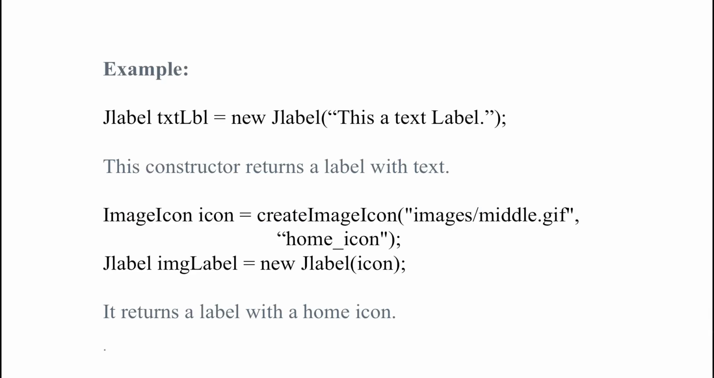Example, JLabel textLabel b1, new JLabel("This is a text label"). This constructor returns a label with the text. The message will be: this is a text label. Now for the image icon, we want to create an icon. We want to use the second case here, JLabel imageLabel, we have created it. Now we have called this icon in the last line or second last line of the program. So this will return us the home icon, since we have stored the home icon over there.